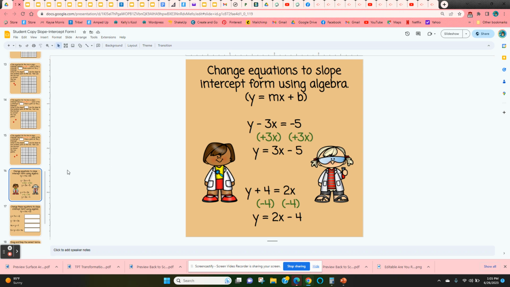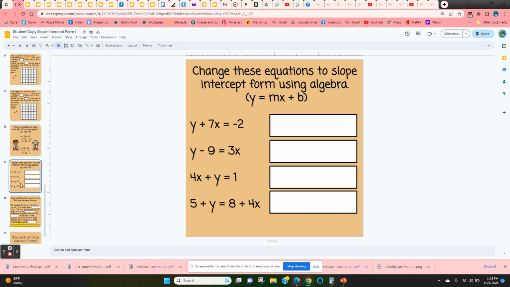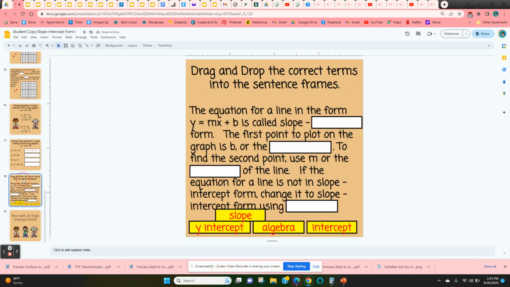So it gives a couple examples of how to do that. In the next slide, students are just going to be taking these equations and changing them to slope-intercept form. The first one, they're just going to subtract 7x from both sides. And they'll get negative 7x, negative 2, and so on.